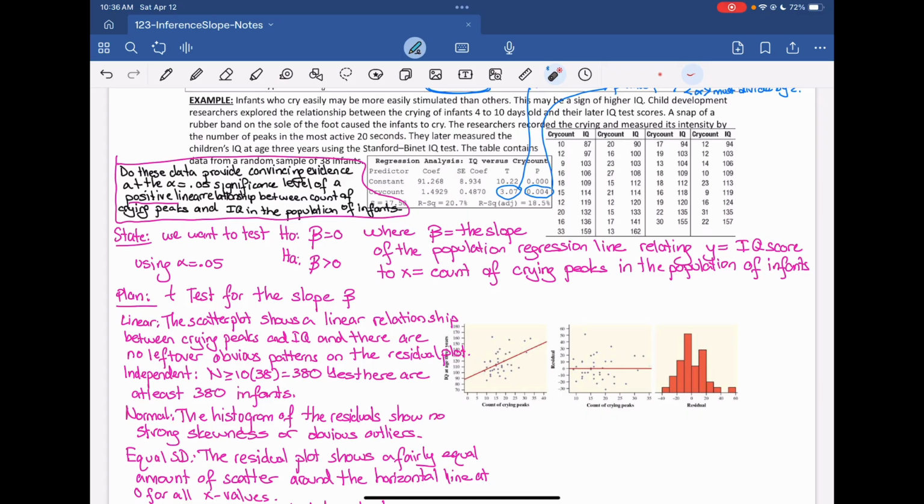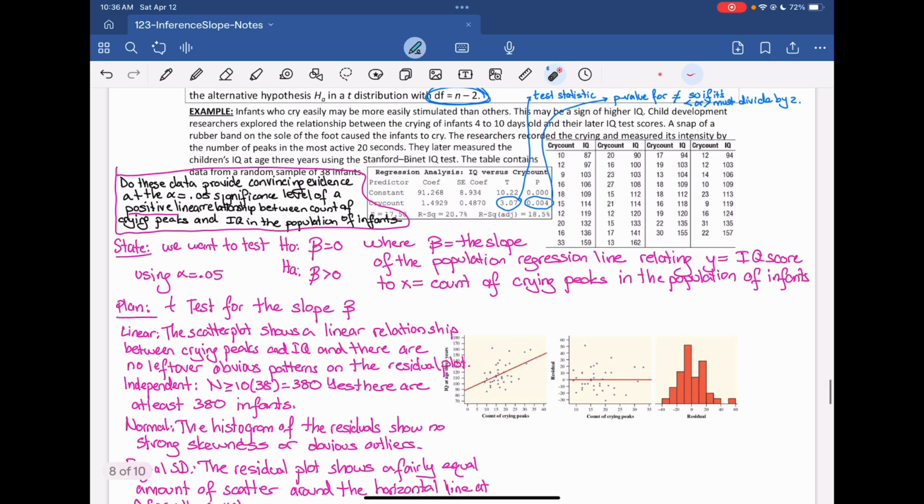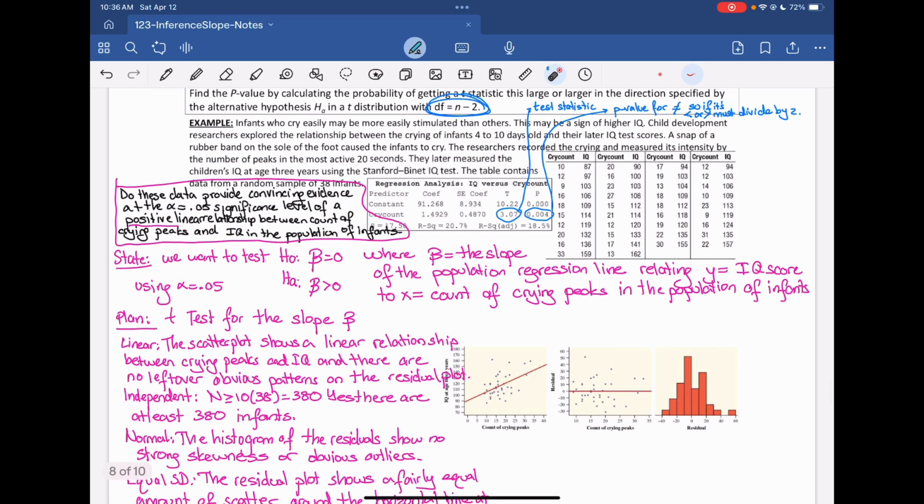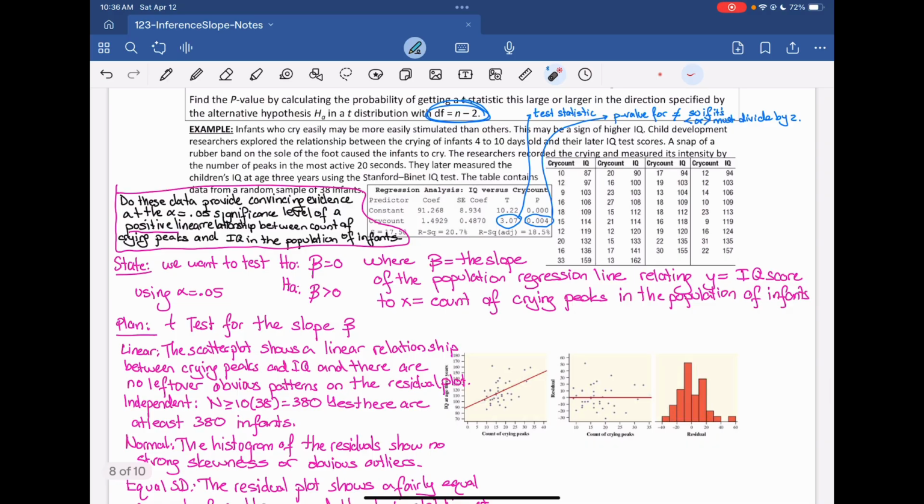But the actual question is, and you might have to add this to your notes if I printed this out for you in 2025, but I'm hoping to add it for next year: do these data provide convincing evidence, at the alpha equals 0.05 significance level, of a positive linear relationship between count of crying peaks and IQ in the population of infants?